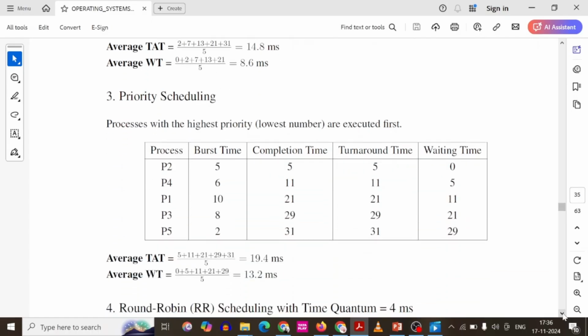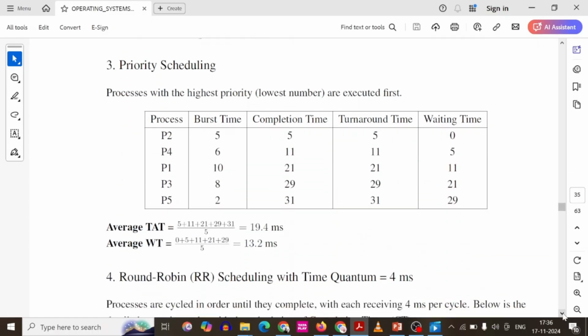Next is the third one, priority scheduling. The highest priority is given to the process with the lowest number, so the lowest numbers are executed first.